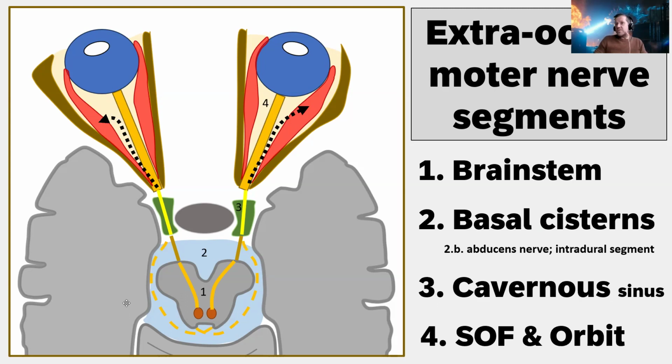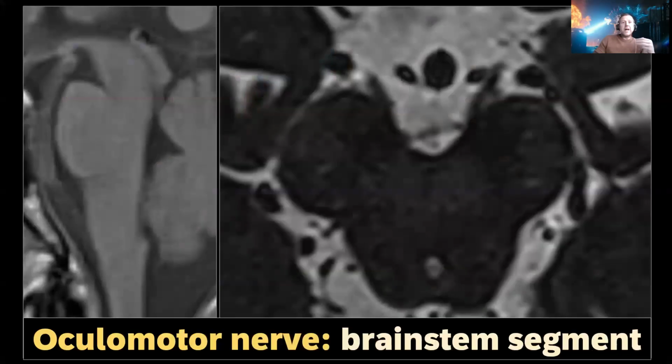So the abducens nerve, as you will see, runs through a dural-lined channel at the back of the clivus, and that's an important segment for the abducens nerve. The oculomotor and trochlear nerve don't have that, and it will be discussed separately. Okay, let's start with the brainstem, and let's first look at the oculomotor nerve.